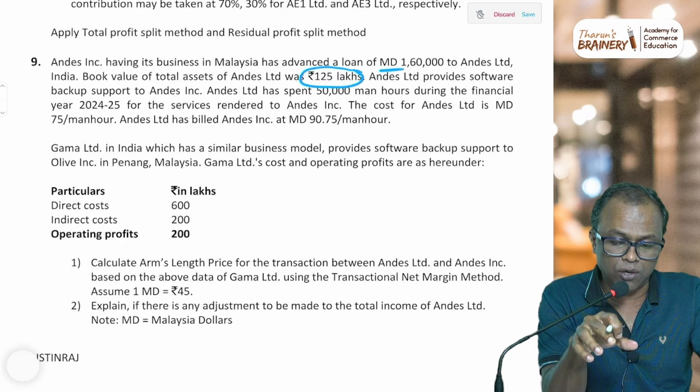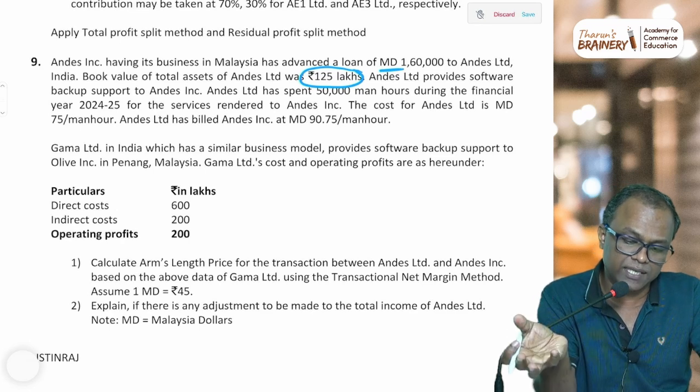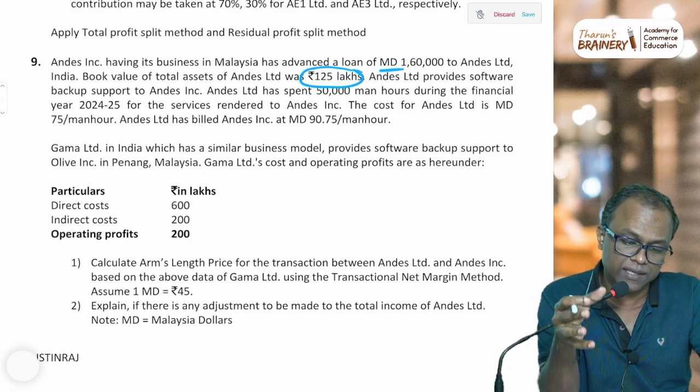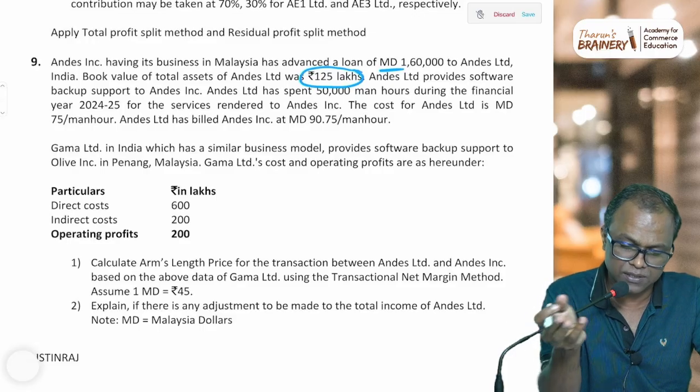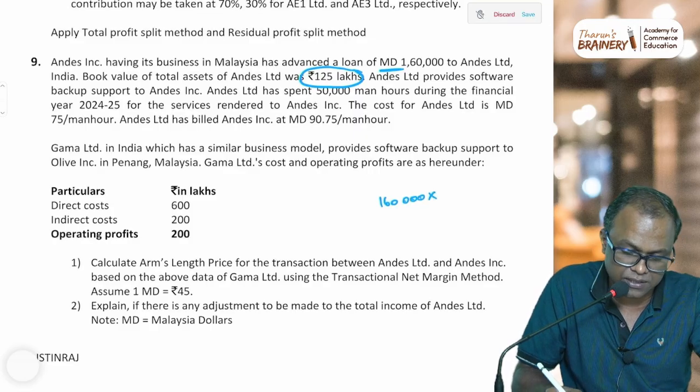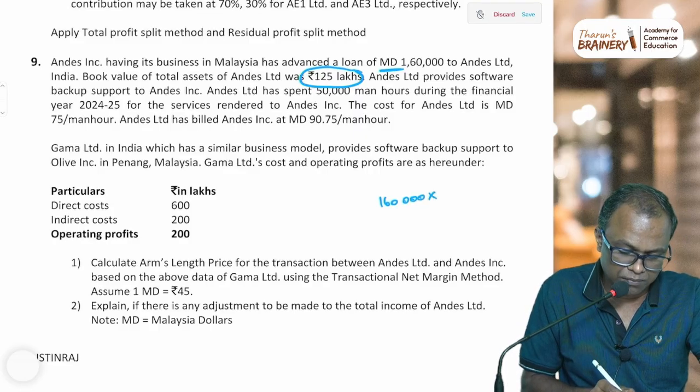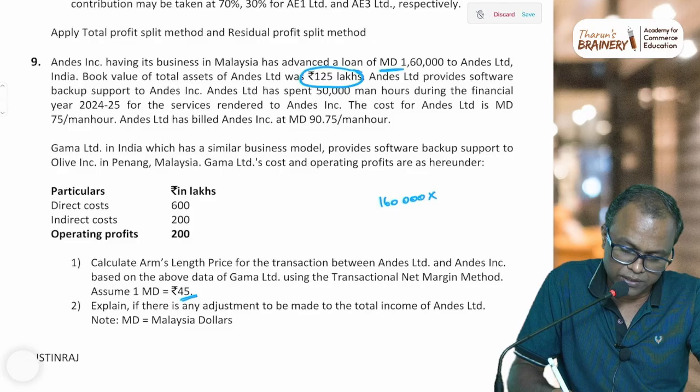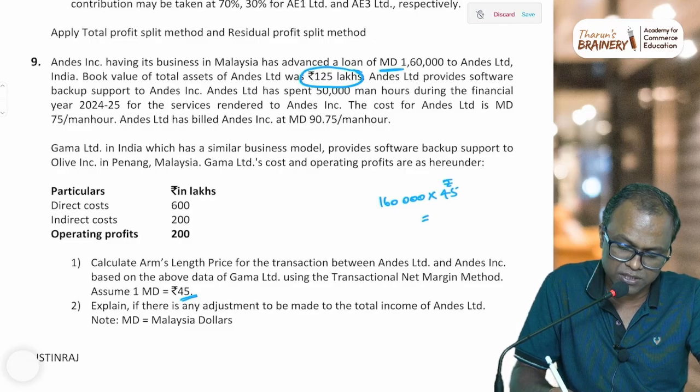So one entity gives a loan to another entity. For the borrower entity, the loan amount should constitute at least 51% of the book value of assets of the borrower enterprise. So here 1,60,000 Malaysian dollars, into the exchange rate given in the question, 1 Malaysian dollar is 45, so into 45 rupees. So we will convert that into Indian rupees. How much?